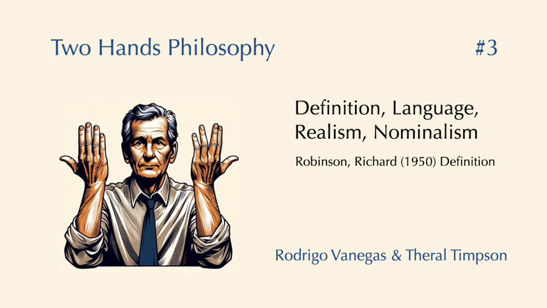This is Two Hands of Philosophy, in which my friends and I discuss philosophical topics to learn from each other and from our readings. This week we discussed Definition by Richard Robinson, published in 1950, and discuss its central topic, the theory of definition in the philosophy of language, but also its implications for realism and nominalism. Today, again, I'll be speaking with my good friend, Theral Timpson.